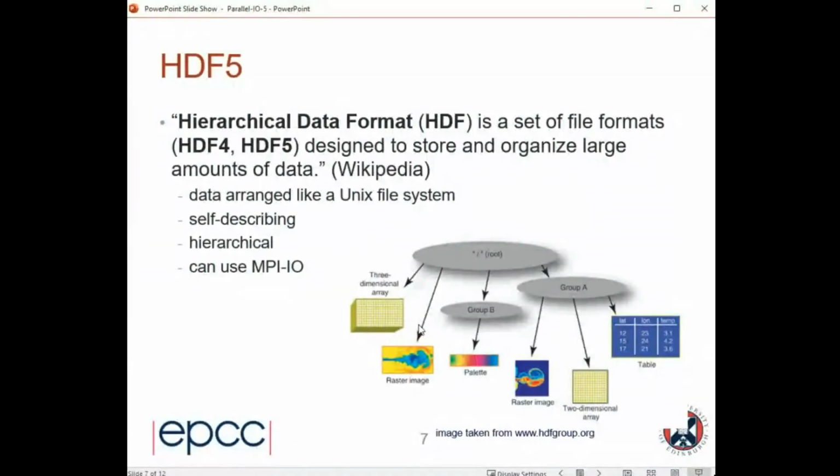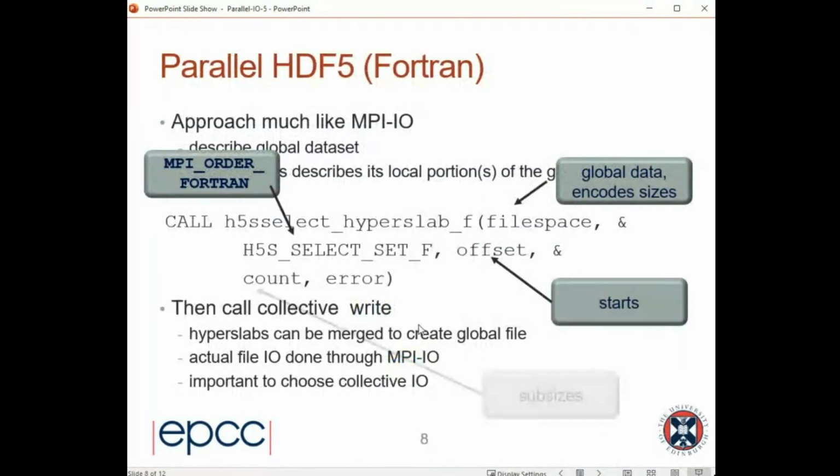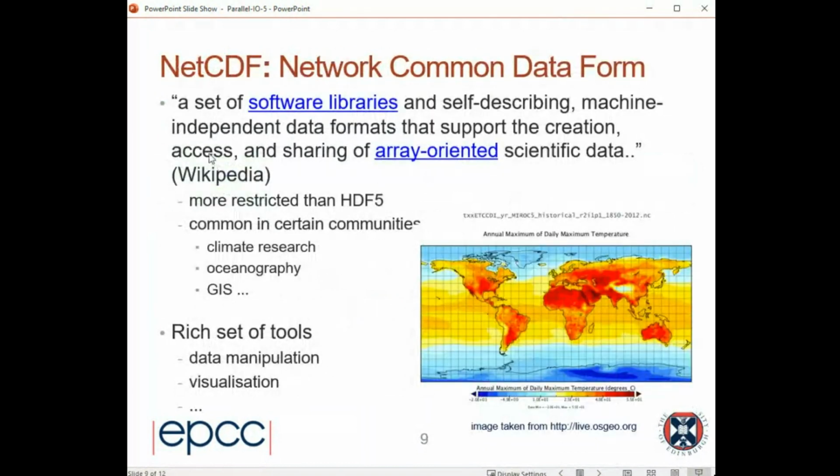So HDF5 is very general. As you see, it can describe an infinite range of formats, but some application areas have quite well-defined formats. If you're doing climate science, you tend to have large arrays, an array of data covering a lat-long grid over the globe, for example. This is maximum daily temperature.